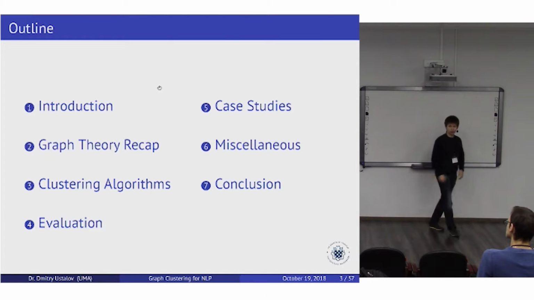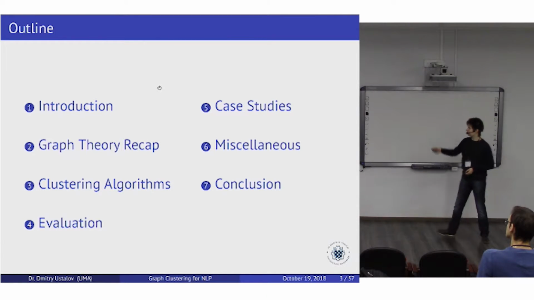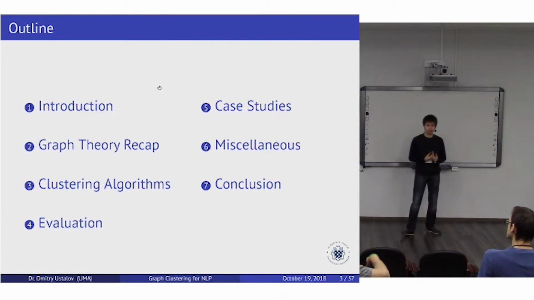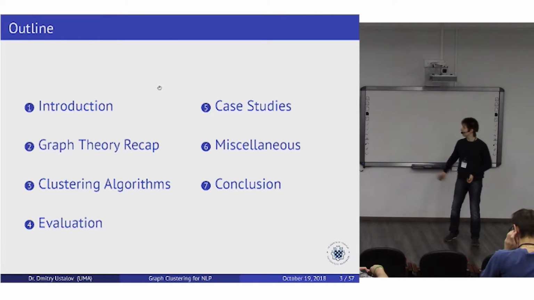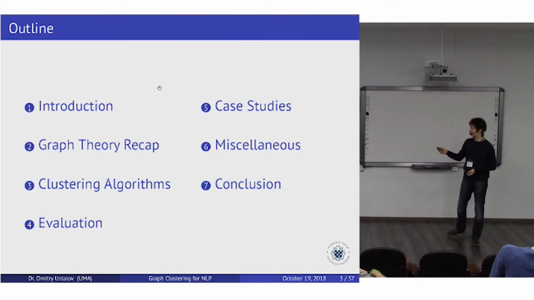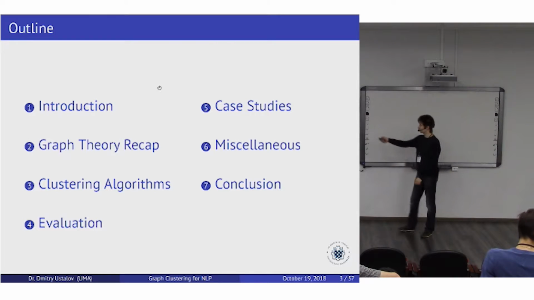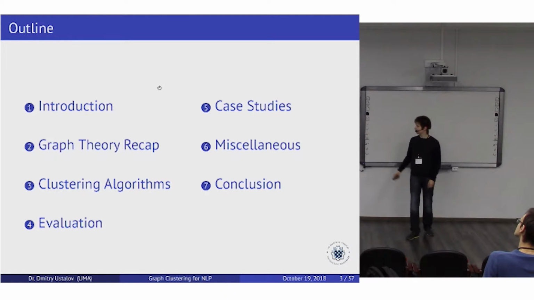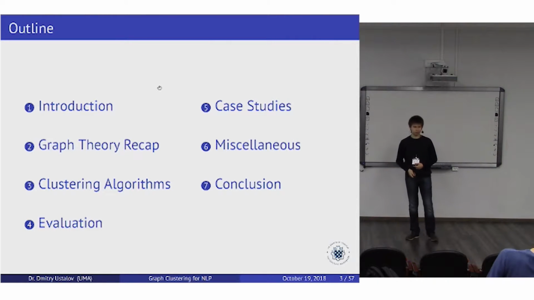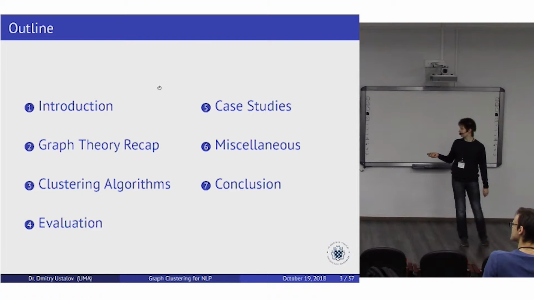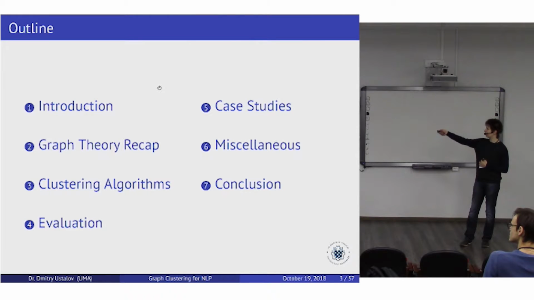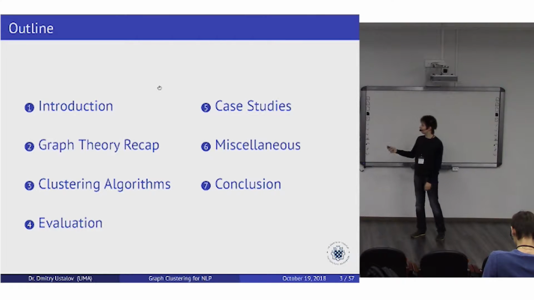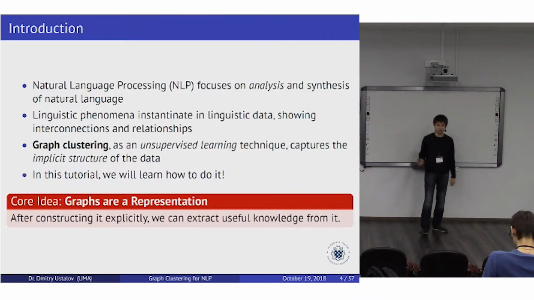The slide presents the outline of my tutorial. We will focus on 7 points. First, I will introduce what graph clustering is and why we should care about this topic. Then I will talk about a few very simple concepts from graph theory, just a small recap. The primary content will be focused on clustering algorithms. I will focus on evaluation, how to evaluate clustering algorithms. I will show you a few case studies, then discuss some aspects of their application, and conclude with the final remarks.